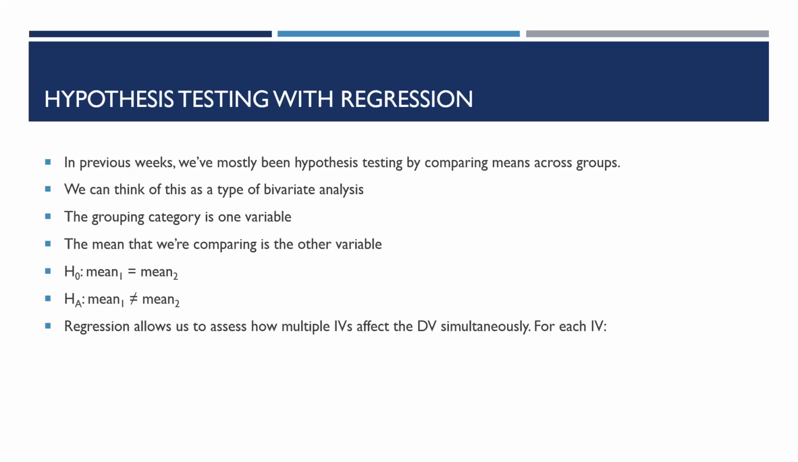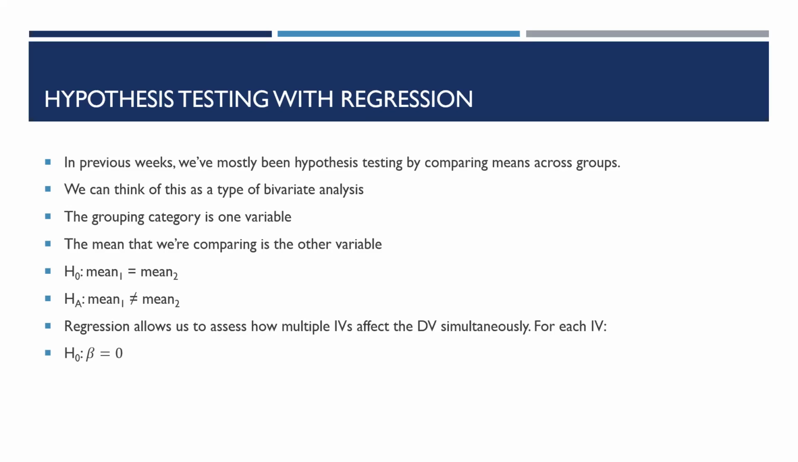So, just keep that in mind, because when we get into talking about regression, even though we're going to be adding more than two variables, we're going to be doing multivariate analysis, the logic here is still similar. And what regression allows us to do is assess how multiple independent variables, so more than just one, simultaneously affect an outcome, a dependent variable.